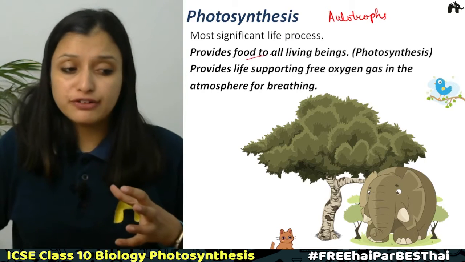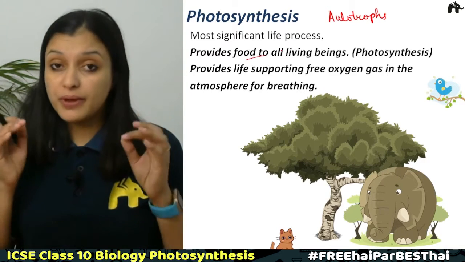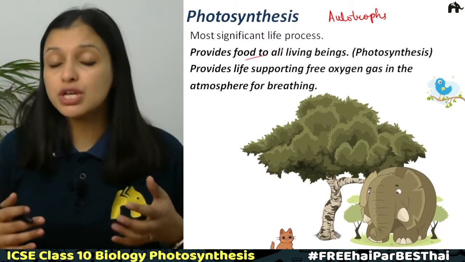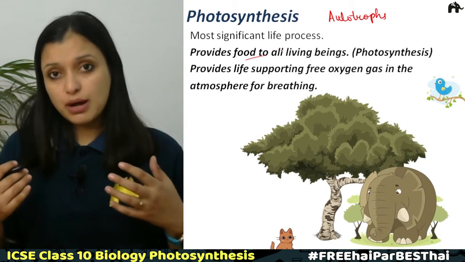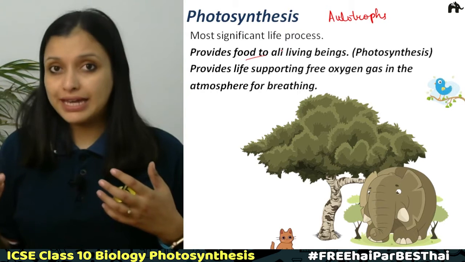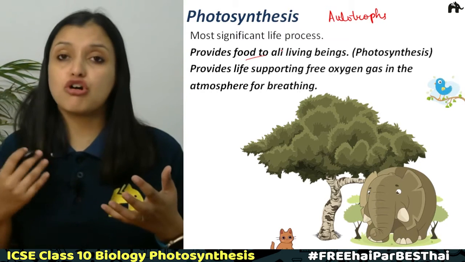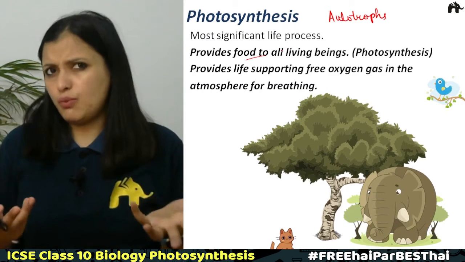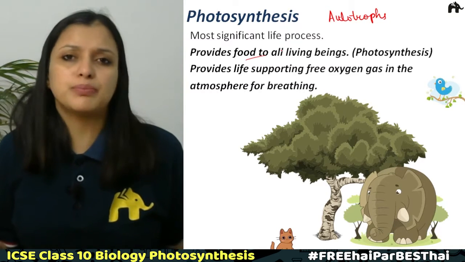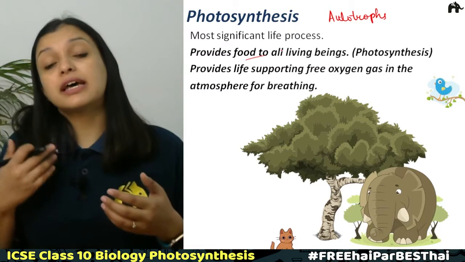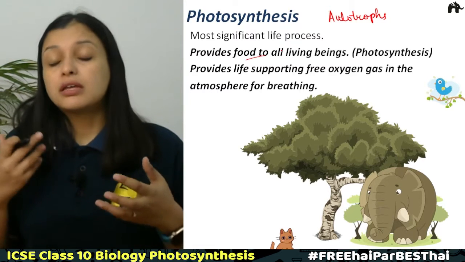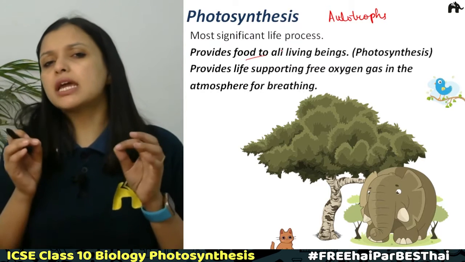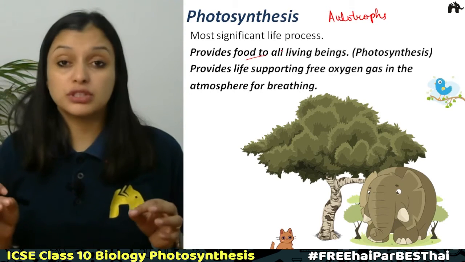They provide food to all the living beings, whether they are herbivores, carnivores, or omnivores. If we talk about the different types of animals on the basis of what they eat, herbivores are the ones who only eat plants, right? And there are carnivores and omnivores. Omnivores eat plants as well as animals, and carnivores are just dependent on animals for their food.